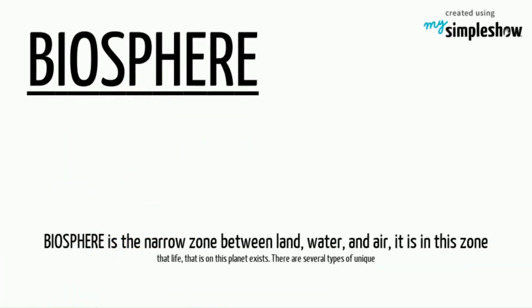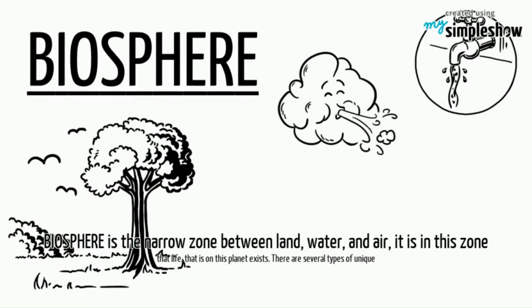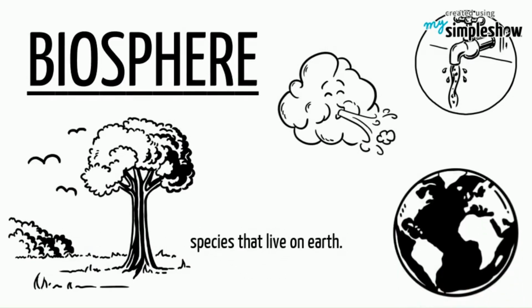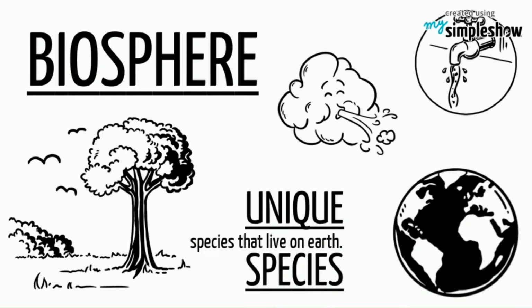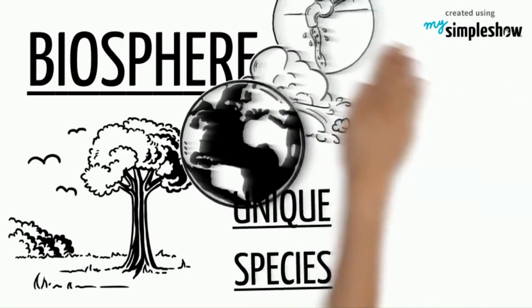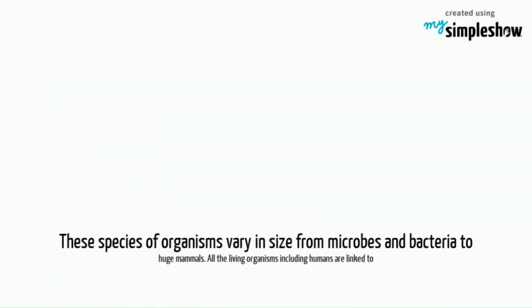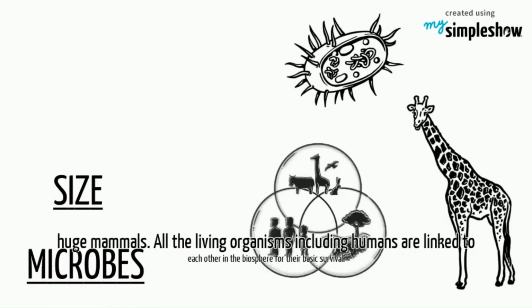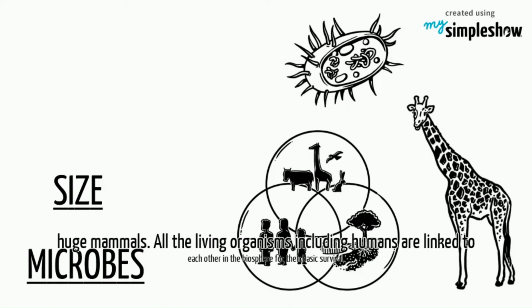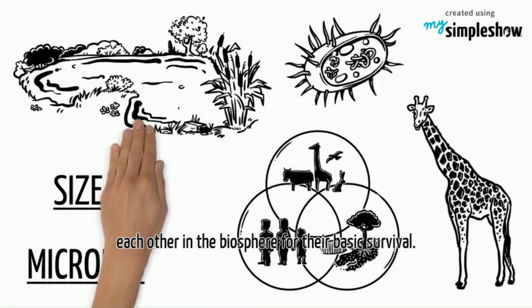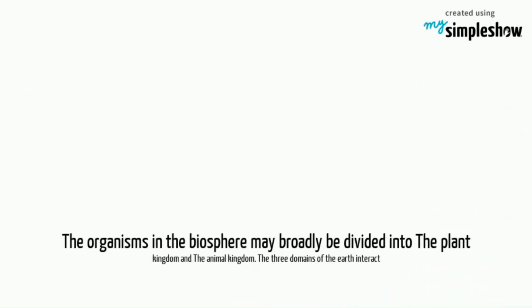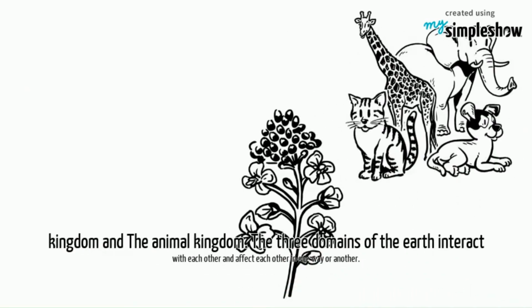The biosphere is the narrow zone between land, water, and air. It is in this zone that life on this planet exists. There are several types of unique species that live on Earth. These species of organisms vary in size from microbes and bacteria to huge mammals. All the living organisms including humans are linked to each other in the biosphere for their basic survival. The organisms in the biosphere may broadly be divided into the plant kingdom and the animal kingdom.